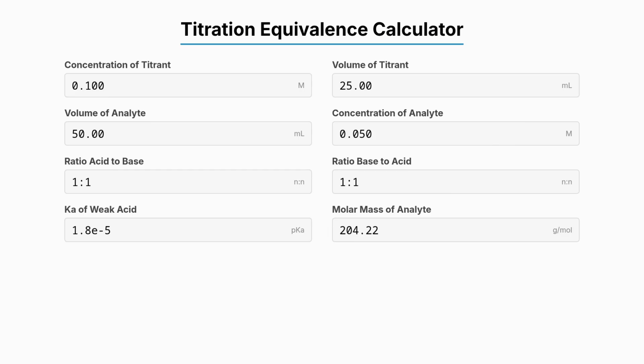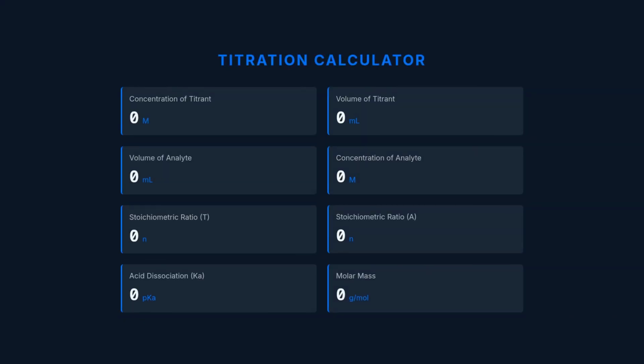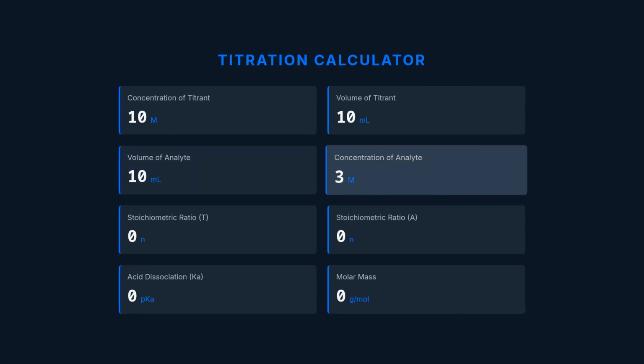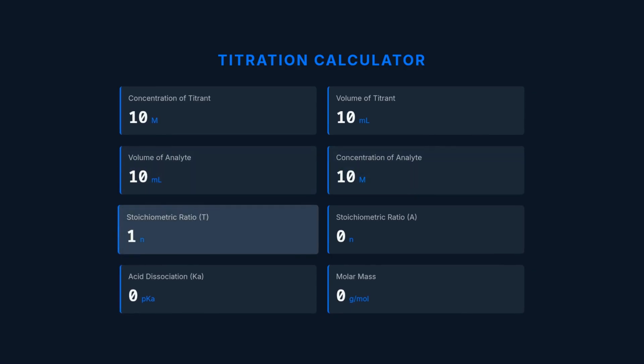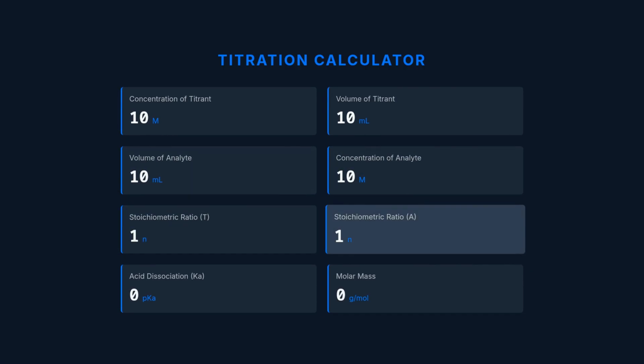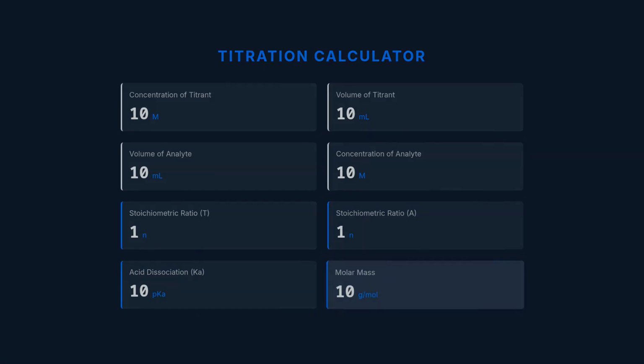For our example, I'll input 10 molarity for concentration of titrant, 10 milliliters for volume of titrant, 10 milliliters for volume of analyte, 10 molarity for concentration of analyte, 1 for both stoichiometric ratios, 10 for K, and 10 grams per mole for molar mass.